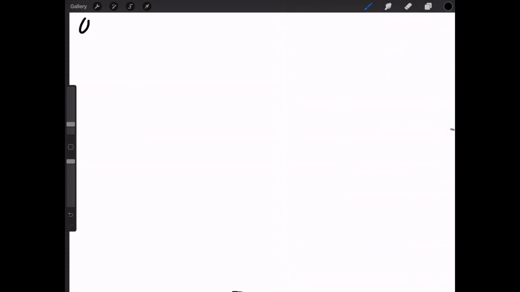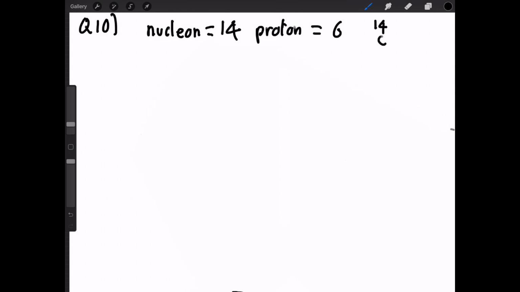Right, so question 10 of matter. State what is meant by, a, the nucleus of a particular atom has a nucleon number. So we'll write this down actually. A nucleon number equals 14 and a proton number of 6. That must be carbon 14. That's meant to be a 6 there, sorry.